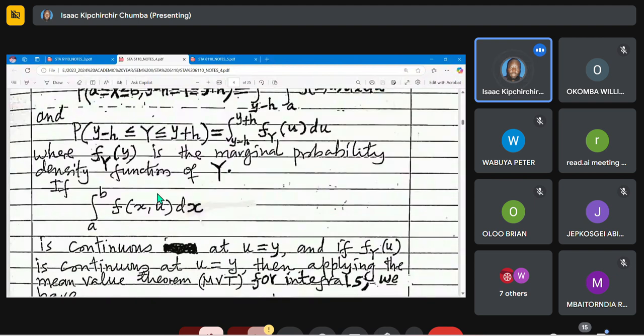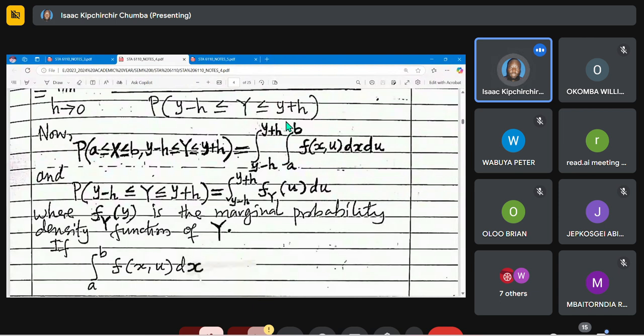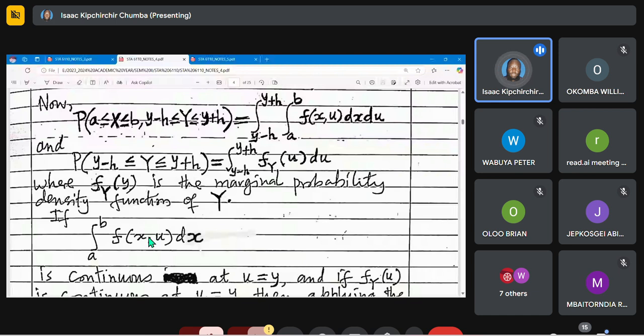So if you can see the function we are talking about here, in the joint interval, we are talking about this function here, which is an integral. The function in question is this integral. If you integrate this function over x and put the limits of x, it will be a function of u. So this is a function of u.